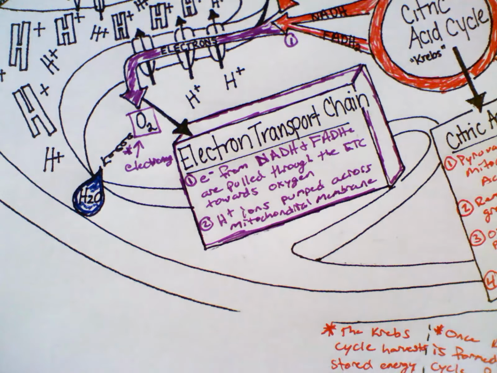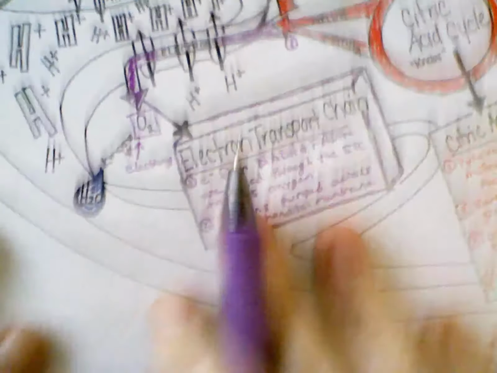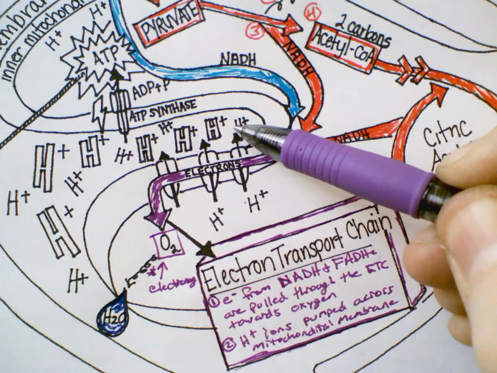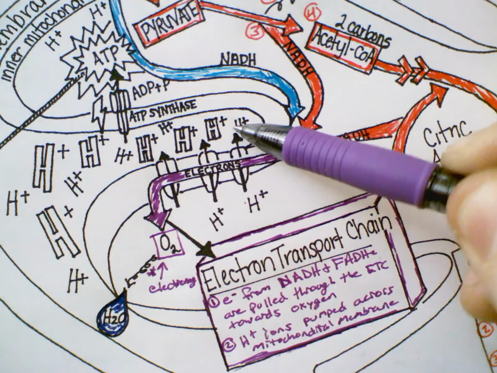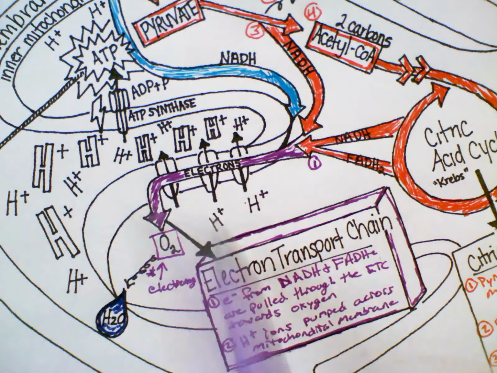This sets up a concentration of hydrogen ions, to where now there's going to be more hydrogen ions outside of the inner membrane of the mitochondria than inside. And that's what we see here. So we had hydrogen ions here, being actively transported by the electron transport chain to the other side of the mitochondrial membrane. Now, we have a higher concentration here than here.